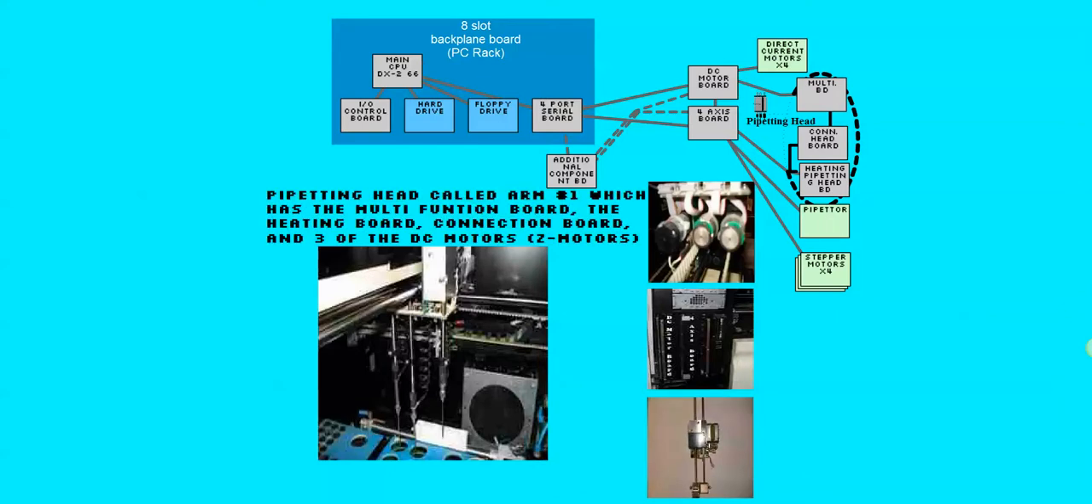4 stepper motors, 5 zero-axis boards, 1 multifunction pipetting head board, which is located on the pipetting head, 1 heating pipetting head board, which is again located on the pipetting head, 1 connection pipetting head board, again located on the pipetting head, 4 stepper motors, X, Y, and pipetter, 4 direct current motors, Z movements, needle 1, needle 2, needle 3, and the cuvette, arm 2 motor.